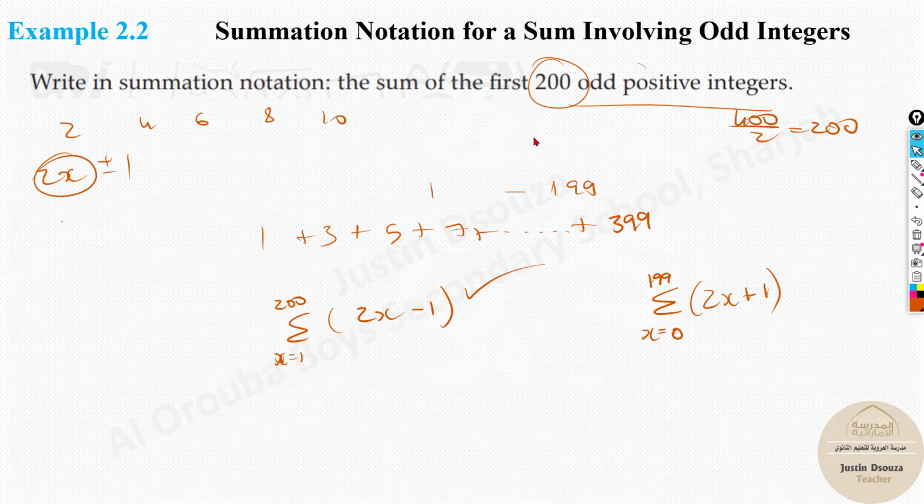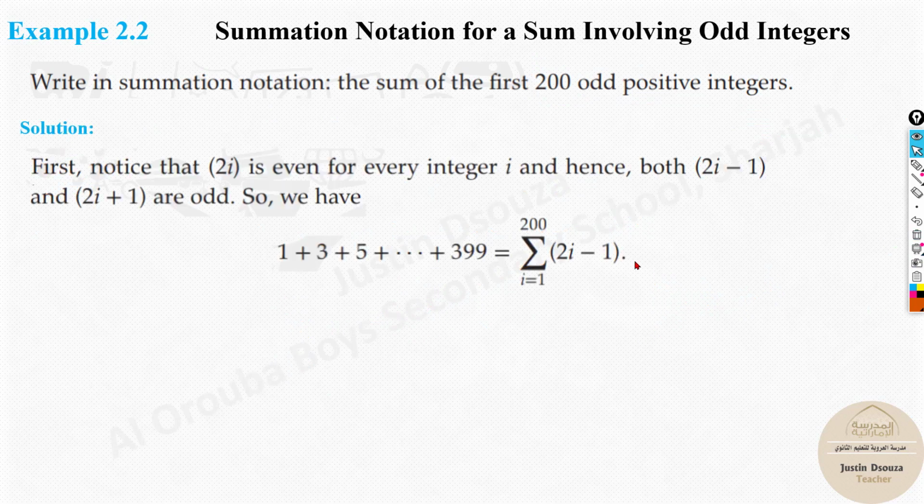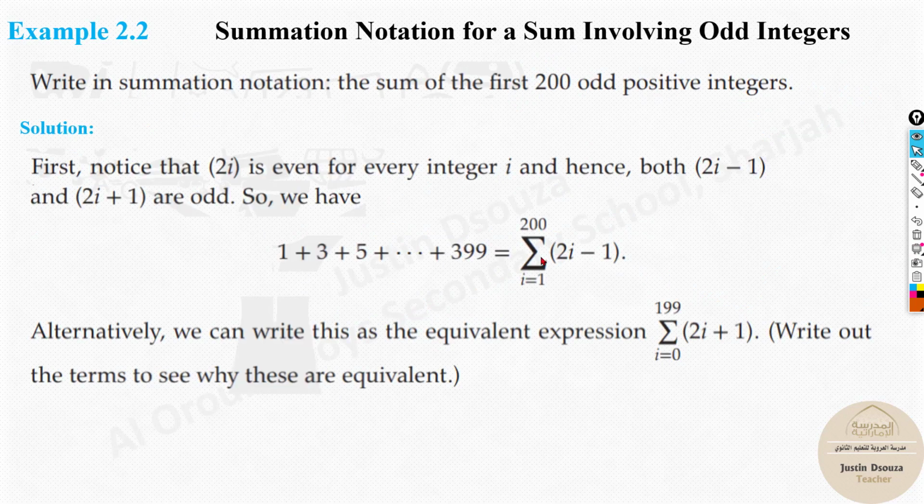This part is important. We need to know what the odd numbers are. See, even numbers are very easy. It's just 2x or 2i. And then we add or subtract 1. It's good to go with subtraction because you can easily start with 1 to 200. Just be careful with that. So this is the answer, or you can also go with this other answer.